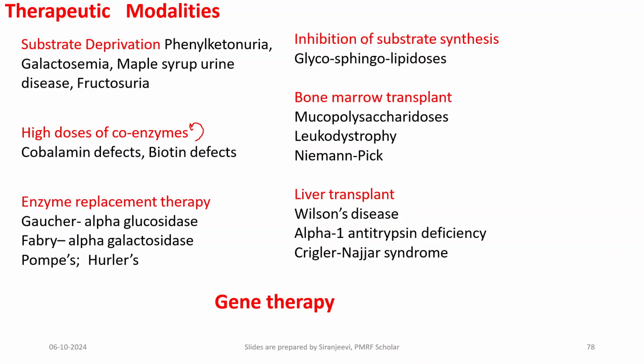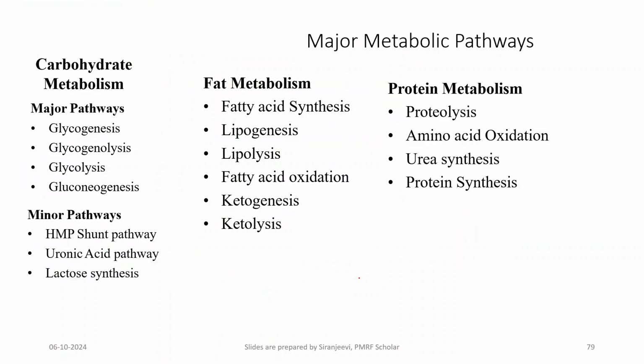And sometimes we will inhibit the substrate synthesis in the case of the glycosphingolipidoses, or else bone marrow transplants, or in the case of liver transplant, we will go for different disorders like Wilson's disease, alpha-1 antitrypsin deficiency, or Crigler-Najjar syndrome. And finally, we can go for gene therapy that will replace the mutated gene in the body with the wild type gene. So this is still under the research stage, which is not approved by any government.